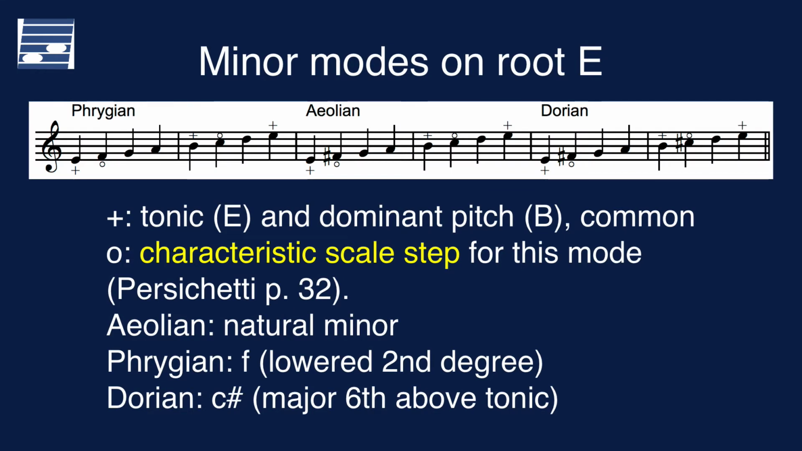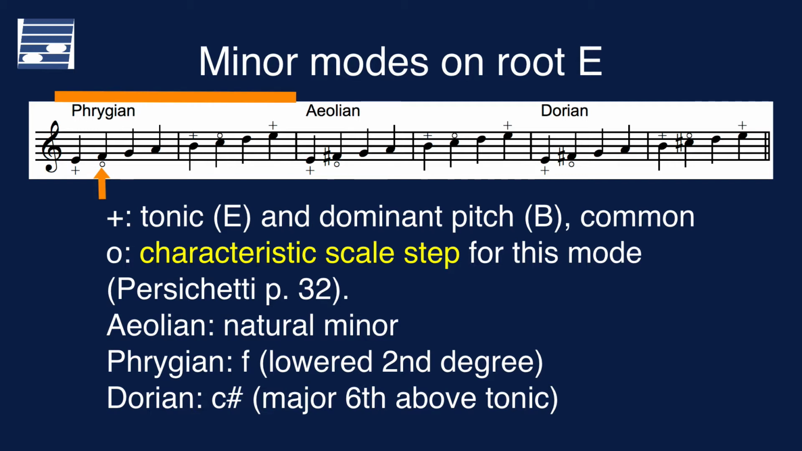I will illustrate this approach using the minor modes on the tonic E, as shown here. The natural minor mode is the E Aeolian in the center. It contains a minor third and lowered 6th and 7th degree. The 2 related minor modes are created by altering a characteristic scale step.